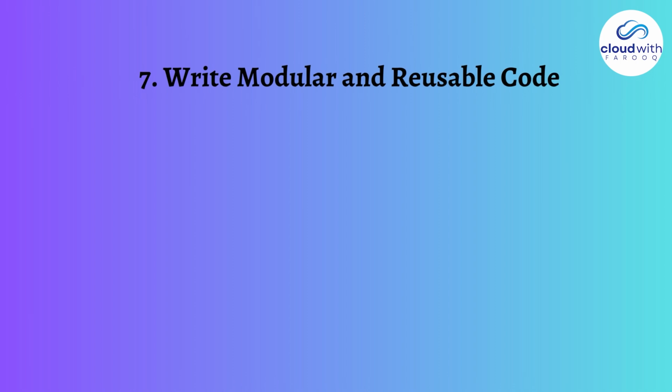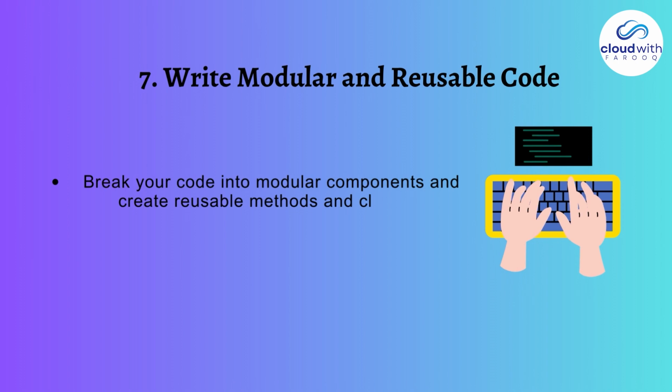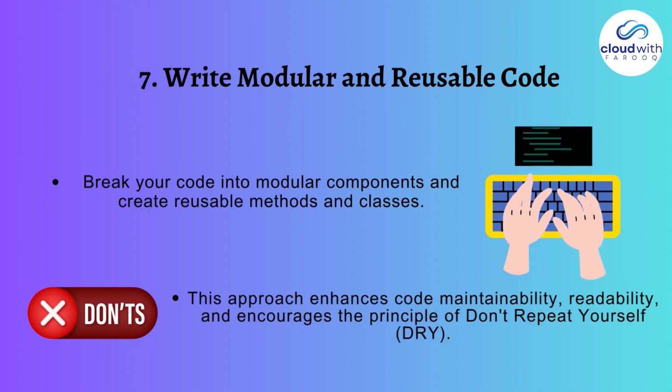Number 7. Write modular and reusable code. Break your code into modular components and create reusable methods and classes. This approach enhances code maintainability and readability and encourages the principle of don't repeat yourself, also known as DRY.